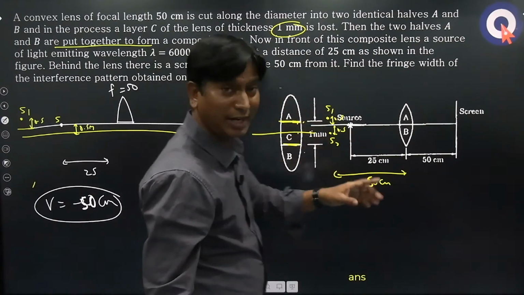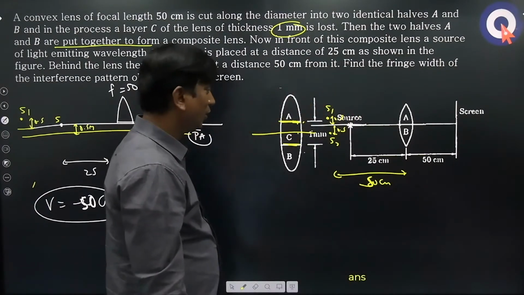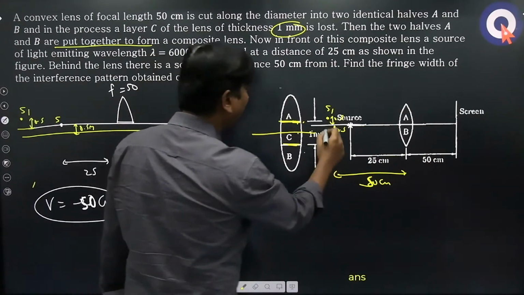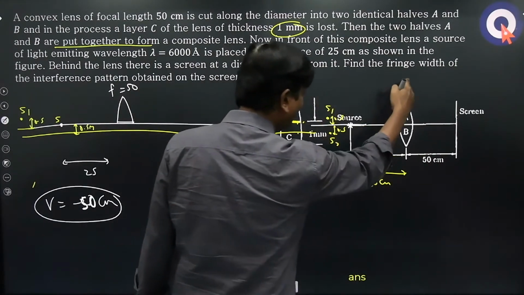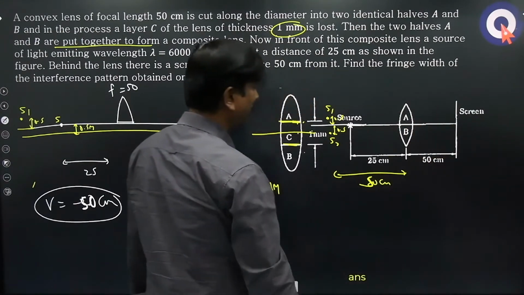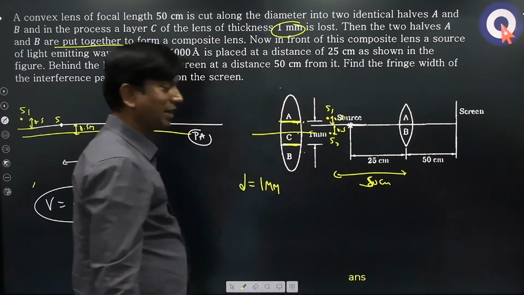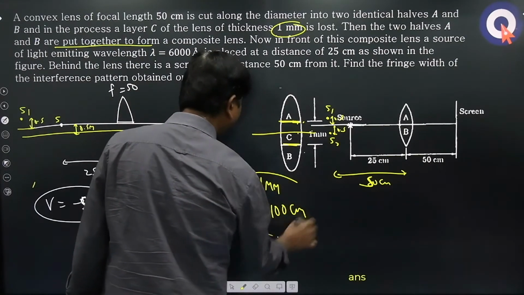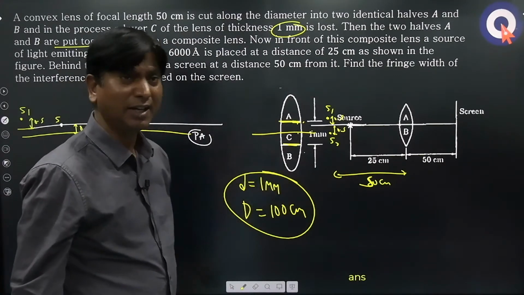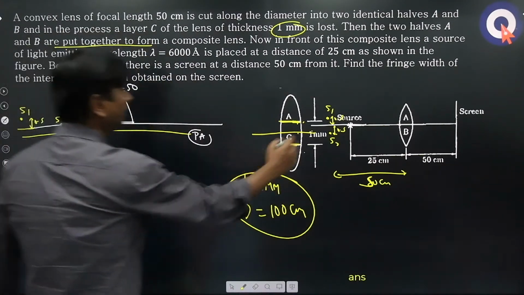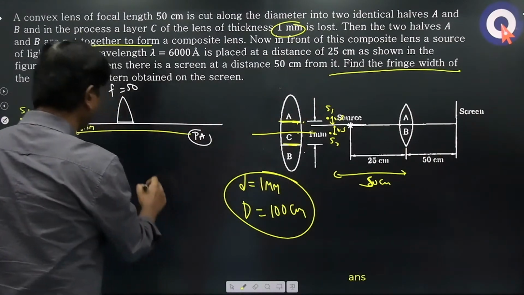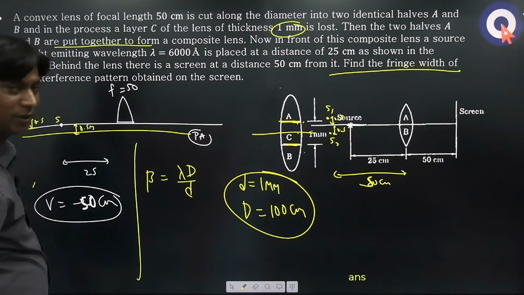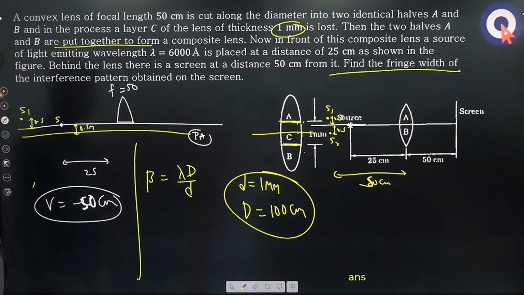That means now S1 and S2 are acting like two sources, whose distance between these two is 1 mm. So d is 1 mm, and the distance between the plane of the slits and the screen is 50 and 50, that is 100 centimeters, so capital D is equal to 100 centimeters. So YDSE with small d 1 mm and capital D 100 centimeters. Can't you find the fringe width? Yes, why not? Fringe width beta is equal to lambda D by d. So substitute that, you will get the fringe width.